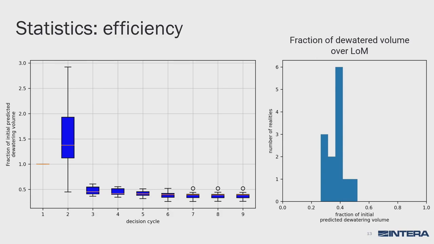This is a box plot of the relative total dewatering volume as we advance through our decision cycle. So at the first decision cycle, they're all one. And then here we can get either more or less. But as we go forward, our forecasted dewatering volume is a lot less, bumping down to about a 60% savings by the end of our life of mine, or our hypothetical life of mine.